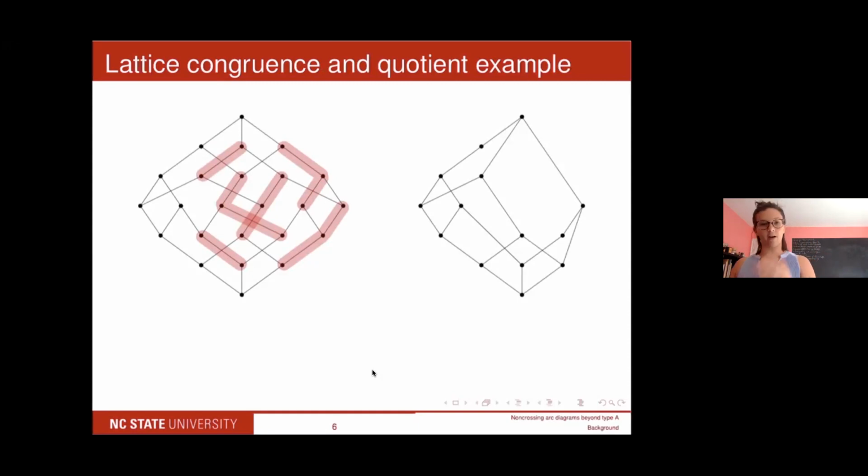And so we've got all these edges, and then the figure on the right is the lattice quotient. So we've squashed the edges that are highlighted in pink on the left side and gotten a lattice on the right-hand side. This may or may not be a sublattice. Interesting thing to think about, but so lattice congruence and quotient here.